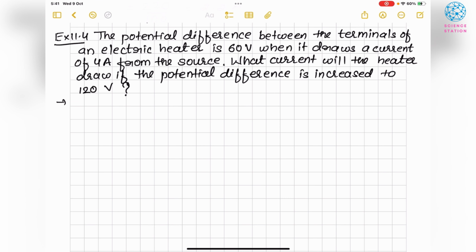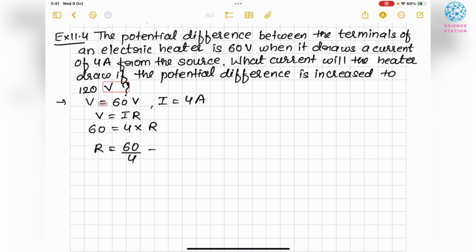Now 11.4 example says the potential difference between the terminals of an electric heater is 60 volt when it draws a current of 4 ampere from the source. What current will the heater draw if the potential difference is increased to 120 volt? So first V equal to 60 volt and I is 4 ampere. So let us find the resistance. So V will be IR. So 60 equal to 4 into R. So R will be 60 by 4, that is 15 ohm.